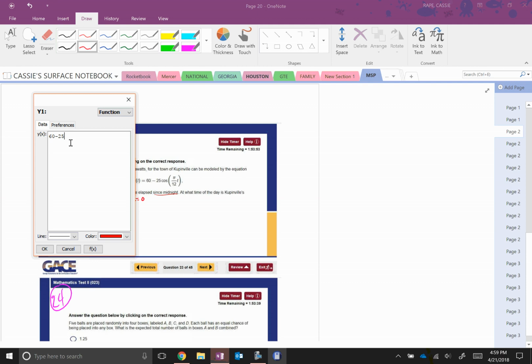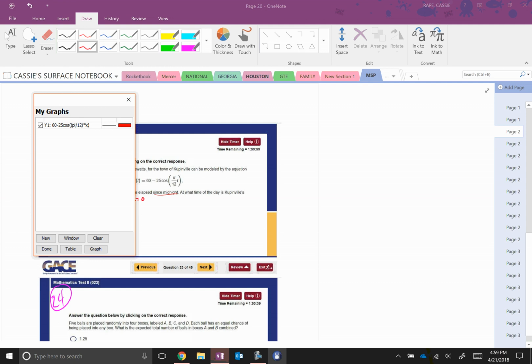Now watch this. When you tap F of x, it gives you different types of functions. I want a trig function, and the trig function I want is cosine. Not a cosine, just cosine. So the cosine of, now open parenthesis, you can find pi under trig too. Pi divided by 12, close that fraction, times, and this particular calculator doesn't understand t, so you'll have to use x. Then hit OK. All right, so there's your function.